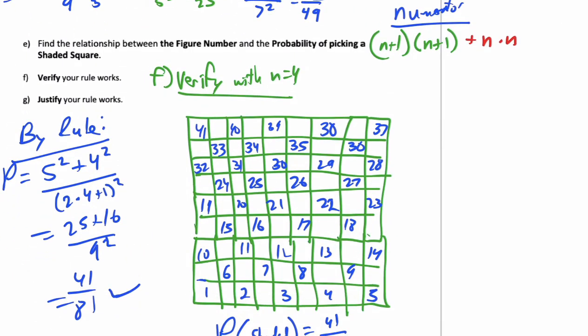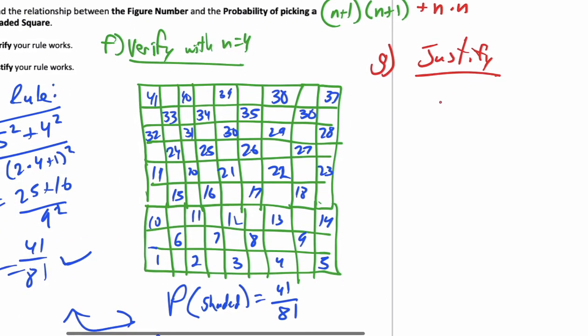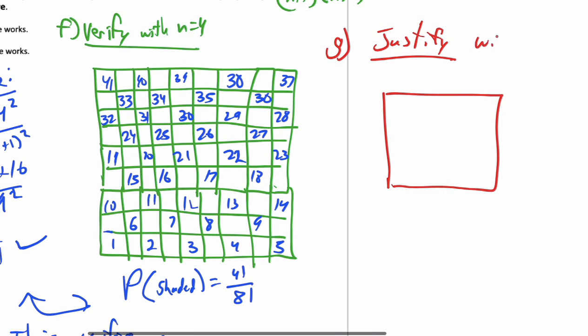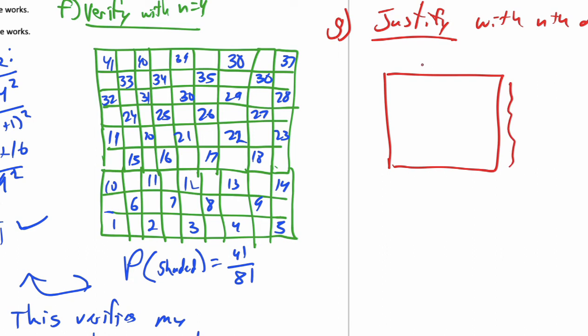Lastly, let's justify. Okay, G, justify. So we can draw the general shape. Let's justify with the nth diagram. Let me draw a square like this, with dot dot dot to show that there are many squares in between here.